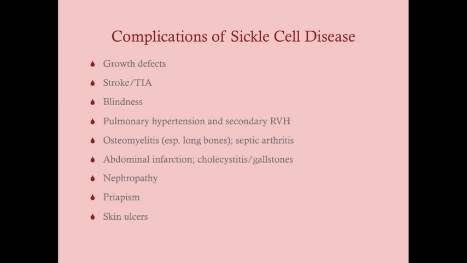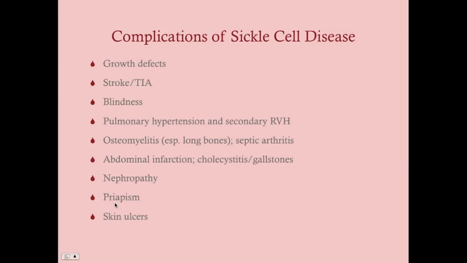Osteomyelitis is a very notorious complication of sickle cell disease, particularly of the long bones. In children, it's going to be more fingers and feet. With adults, it's going to be more femur and humerus. But it can be anywhere in anybody with sickle cell disease. Septic arthritis is another one that can come up in anybody, though with a higher incidence in sickle cell disease. Abdominal infarction, again, these are all vaso-occlusive manifestations. Cholecystitis and gallstones, that's because of the hemolysis, which happens at a higher rate.